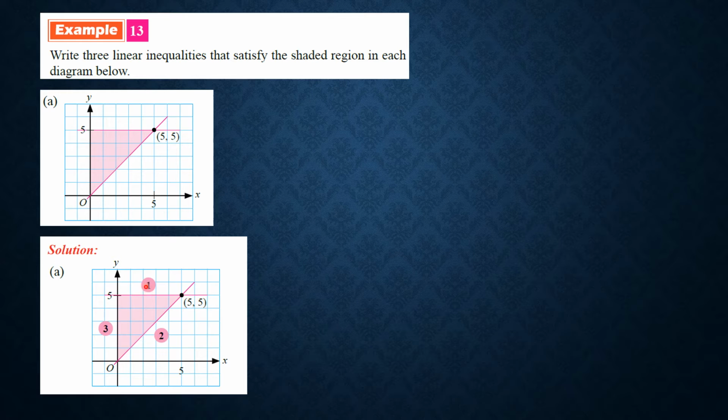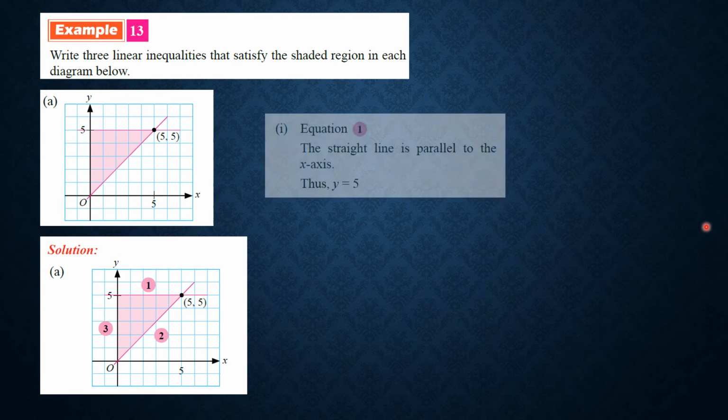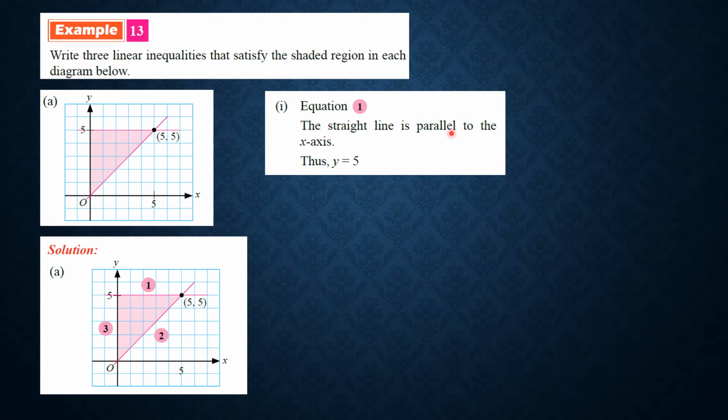So first we look at the first line. I label it with 1. What line is that? It passes through the coordinate y equal to 5. So this line is y equal to 5. The straight line is parallel to the x-axis, thus y equal to 5. It passes through coordinate y equal to 5, which means it is y equal to 5.